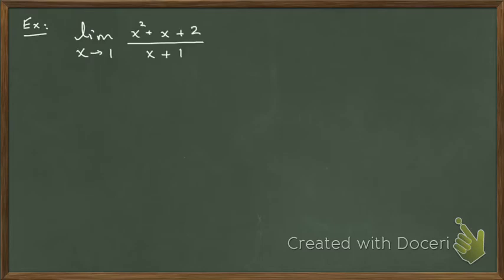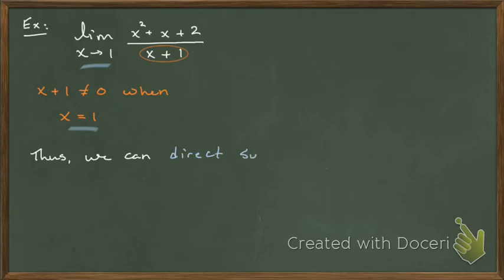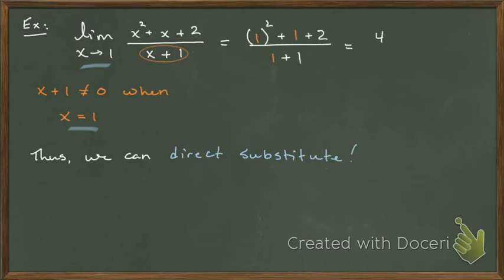Another example. The limit as x goes to 1 of x squared plus x plus 2, all divided by x plus 1. I've got a rational function here. As long as the denominator, x plus 1, is not 0 when x is 1, I can direct substitute. Okay? That's it. So what I do is I take my function, and since when x is 1 the denominator is not 0, I can just plug in 1 everywhere. And I end up with 2.